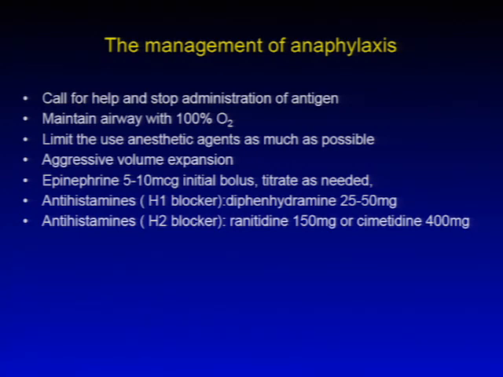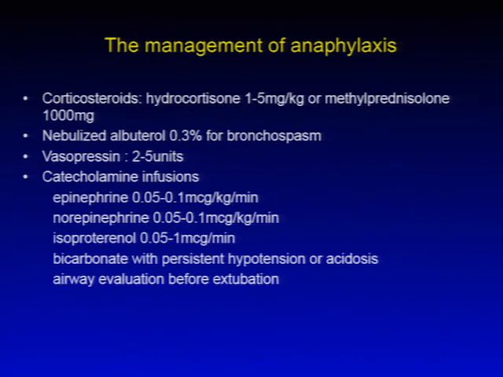Other drugs include antihistamines, H1 blocker and H2 blocker. Steroid can be used. Nebulized albuterol for bronchospasm. Vasopressin can be added to the treatment. If the case is severe, catecholamine infusion might be needed.